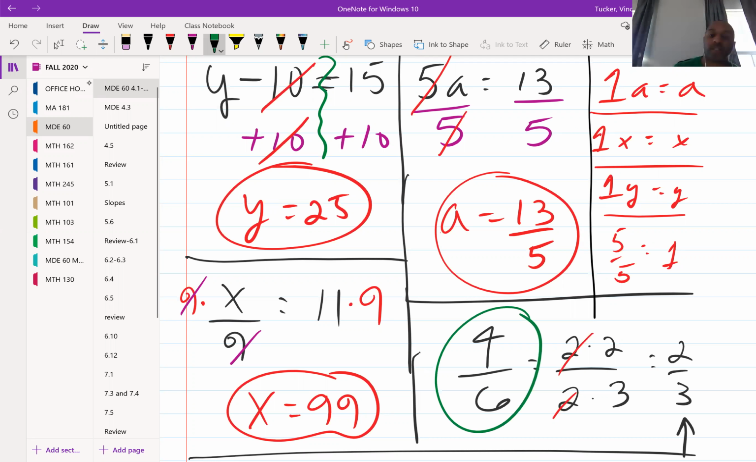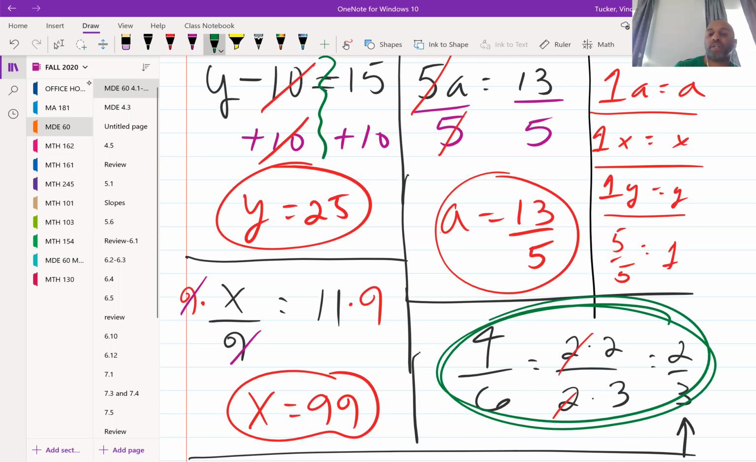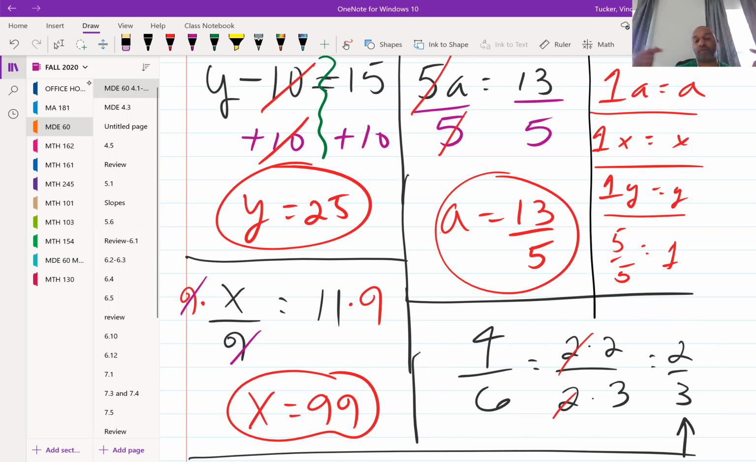So 4 over 6, and this process down here, this is reducing, and this is what they will expect you to do and hold you to doing. In other words, I have 4 over 6. 4 can be broken up into 2 times 2. 6 is 2 times 3. I have 2's in common, so they can cancel, and that leaves me with 2 over 3 as my final answer. So that's reducing a fraction.